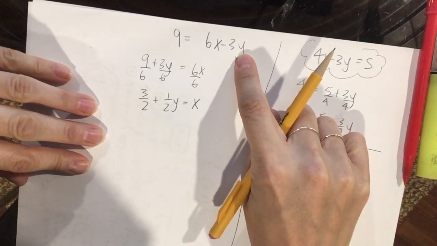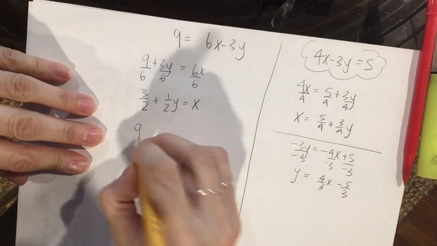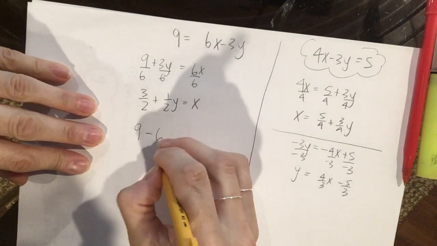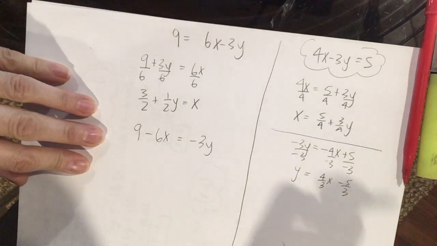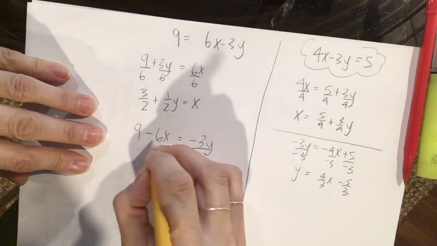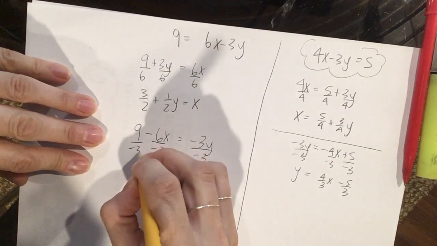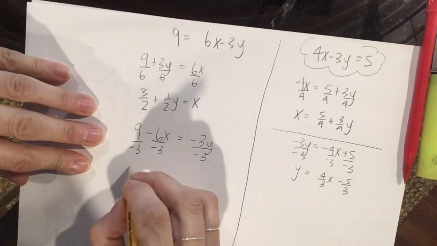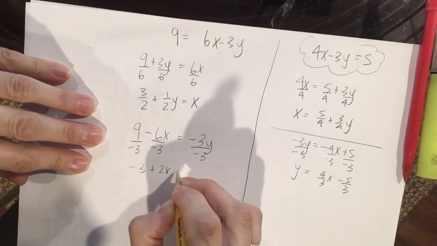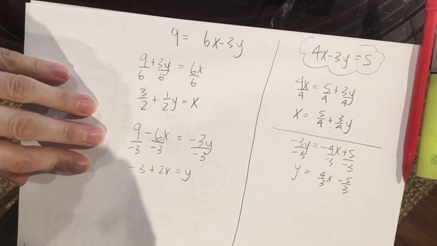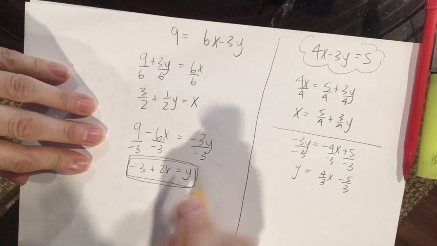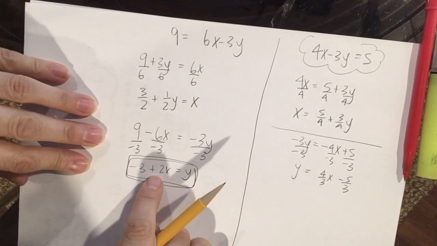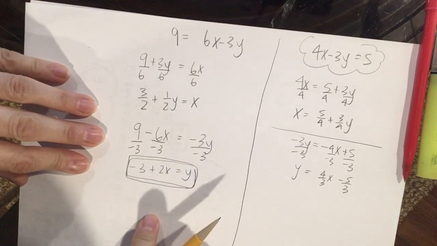If I try to isolate y in this case, I get 9 minus 6x is equal to negative 3y. And now when I divide everything by negative 3, I get negative 3 plus 2x is equal to y. Well, now I have a nice easy equation, and I can substitute this negative 3 plus 2x in for y in the other equation.